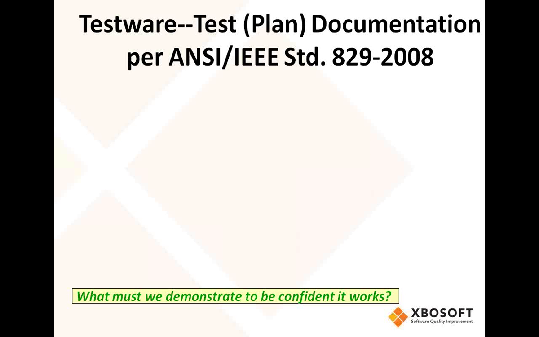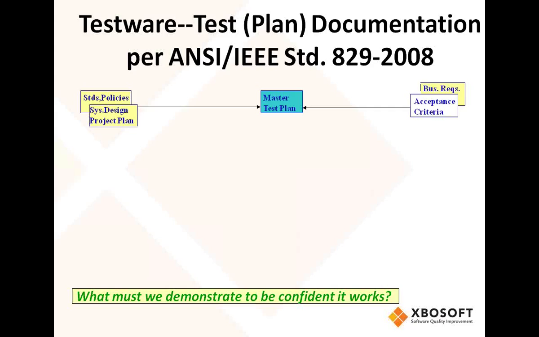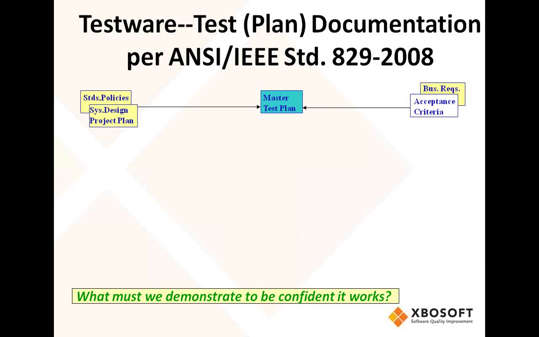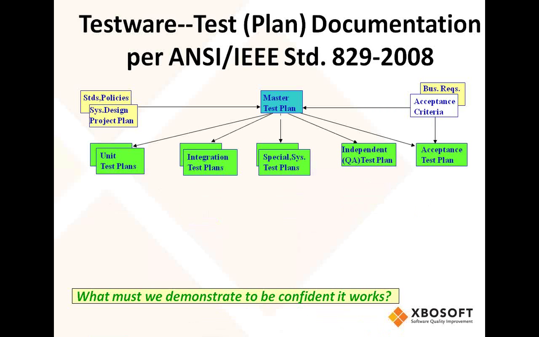So the standard suggests four levels of planning and design, test planning and design documents. We start with what is called a master test plan. A master test plan is the project plan for the testing project. And a project plan is not test cases. A project plan is budgets and schedules and tasks and resources and risk analysis and so forth. So the project plan for the testing project is, and the testing project is a sub-project within the overall development project. When we are developing the master test plan, we ask, what must we demonstrate to be confident it works? And what we must demonstrate to be confident that the overall testing works is that there are a set of what are called detailed test plans for unit tests and integration tests and so forth.